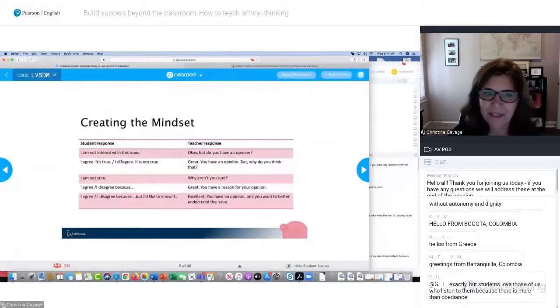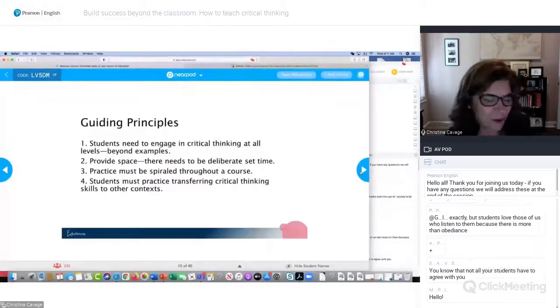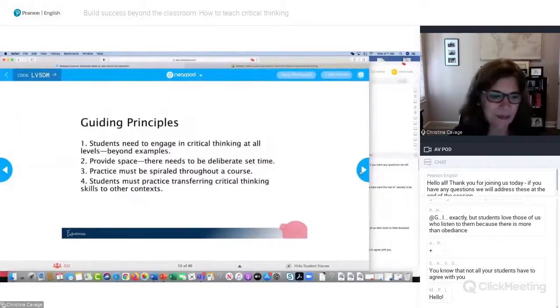So again, many of us always pose those questions, do you agree or disagree? But we have to really build a culture in our classroom to getting students to develop that mindset. So for that, we have to follow some guiding principles. And for me, there are 4 main guiding principles when it comes to developing that mindset for my students.